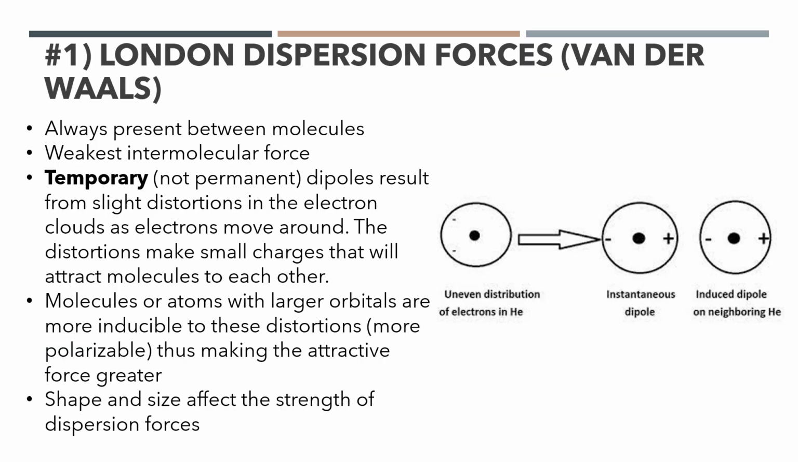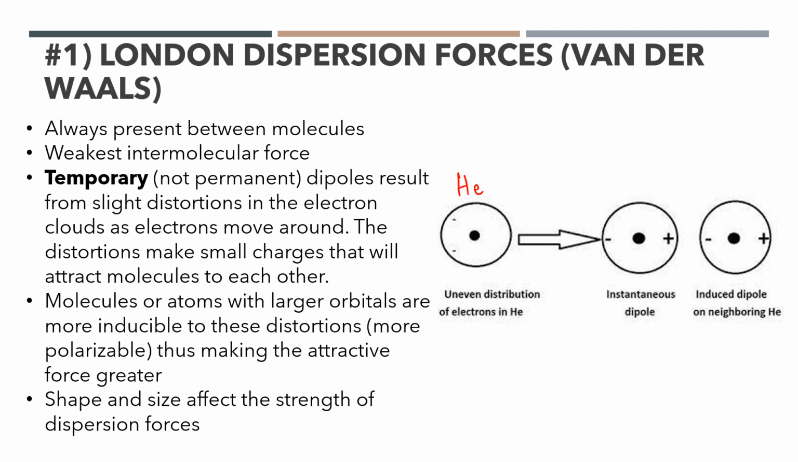First are London dispersion or van der Waals forces. They are the weakest of the intermolecular forces, and all interacting molecules are going to have these. Here as an example, I have a helium atom. Helium is an ideal gas, so it's going to have almost no, if any, intermolecular forces, but there can be a tiny, tiny bit.